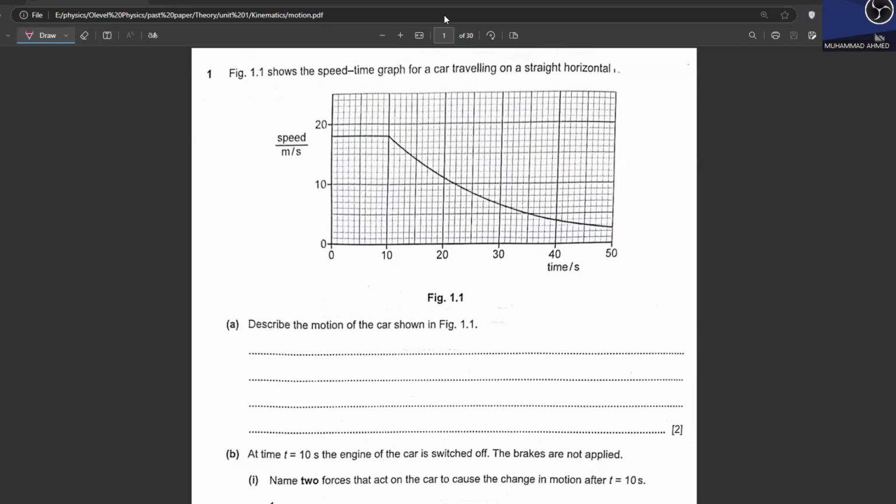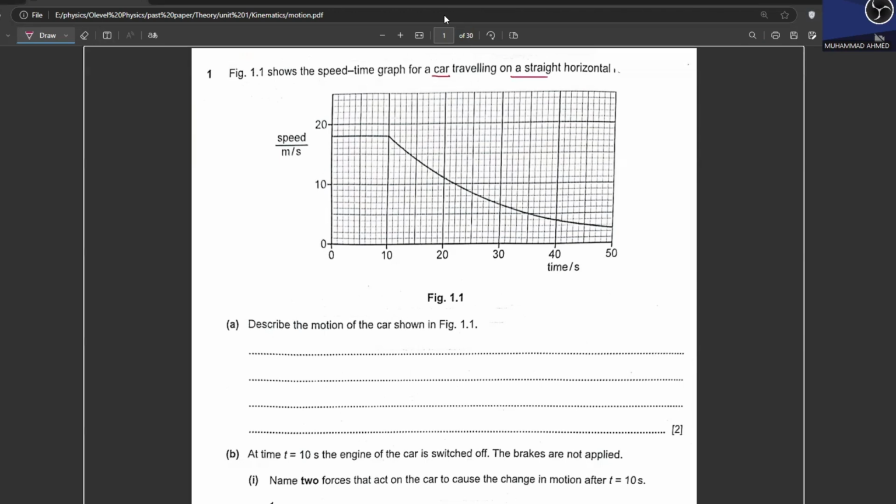Okay, students, so let's start with the theory past papers for kinematics, and this is applicable for both O levels and IGCSE physics. So let's see this first question. Figure 1.1 shows the speed time graph for a car traveling on a straight horizontal road. Describe the motion of the car shown in figure 1.1. So you have to describe this motion of the car shown on the speed time graph.